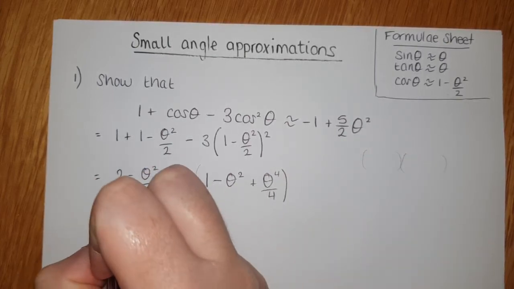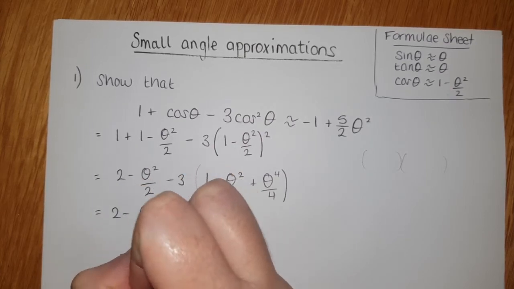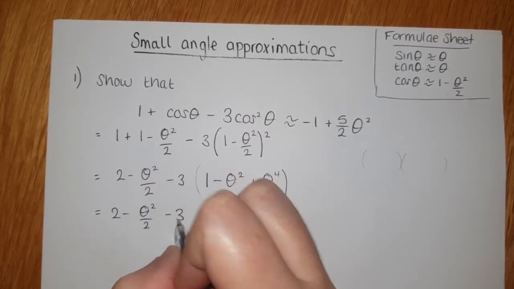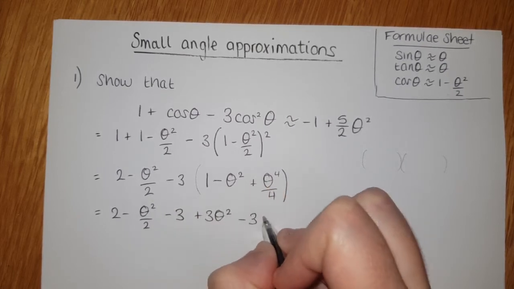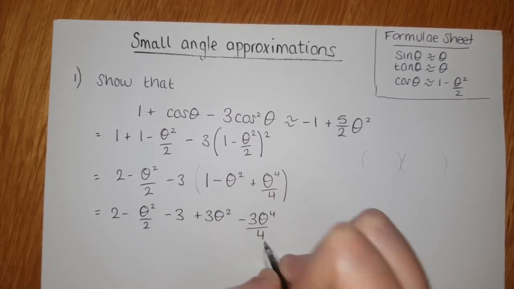Putting the minus 3 into that, the first bit's going to stay as it is. Multiplying through by minus 3, I get minus 3 plus 3 theta squared, and then I would have minus 3 theta to the 4 over 4.